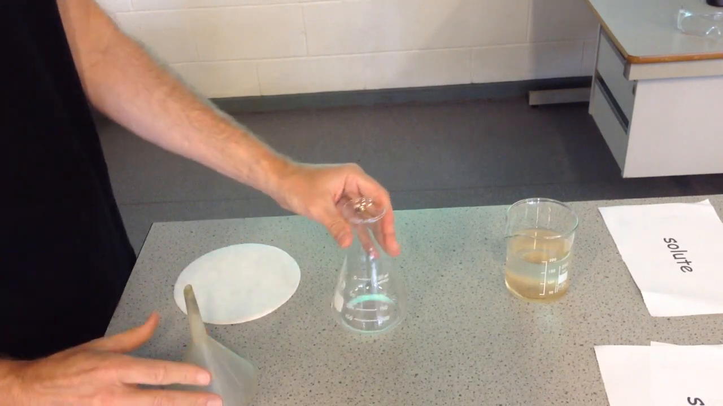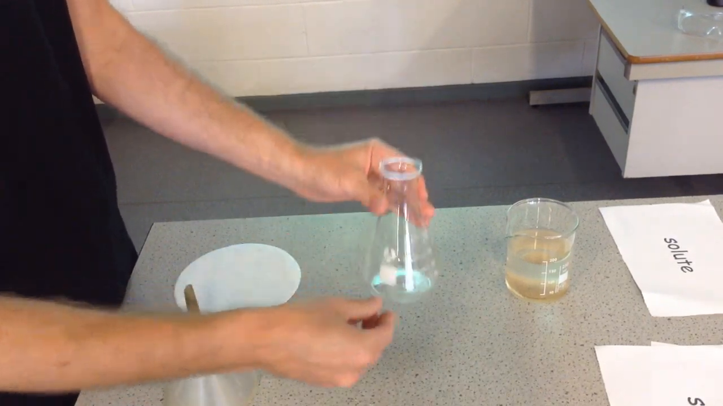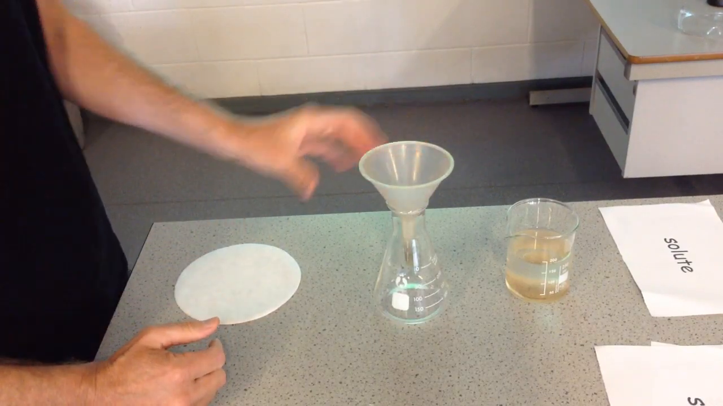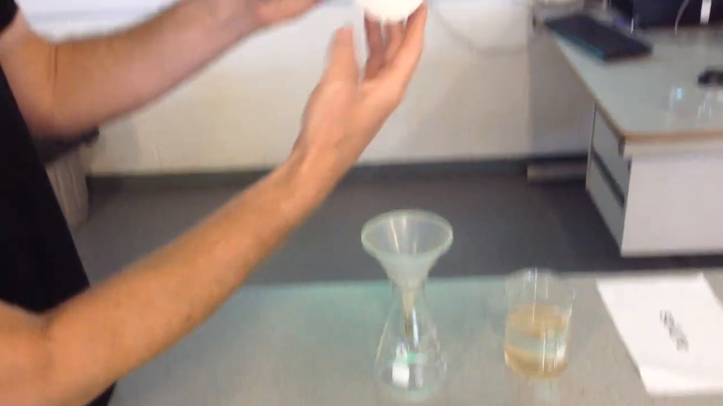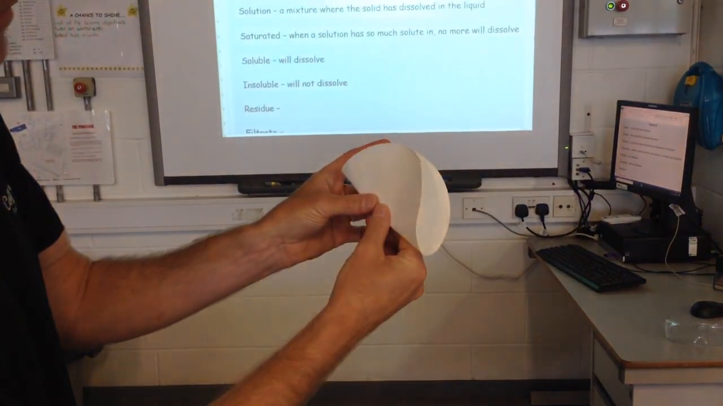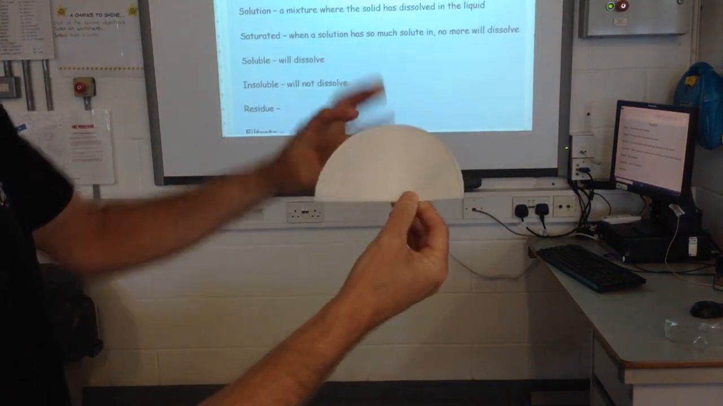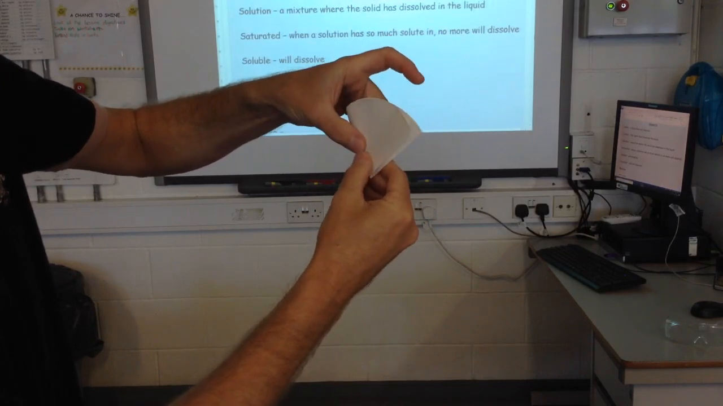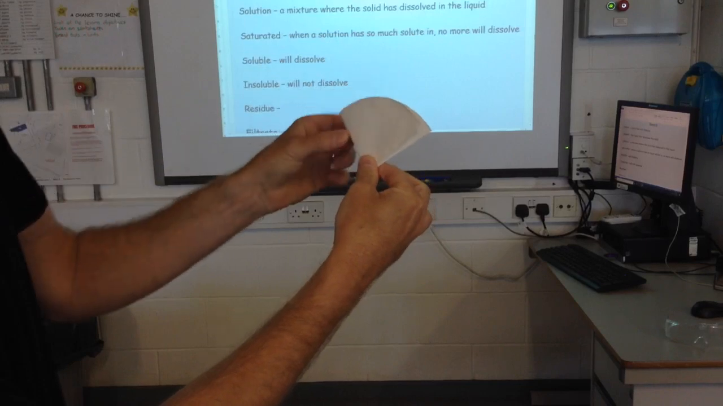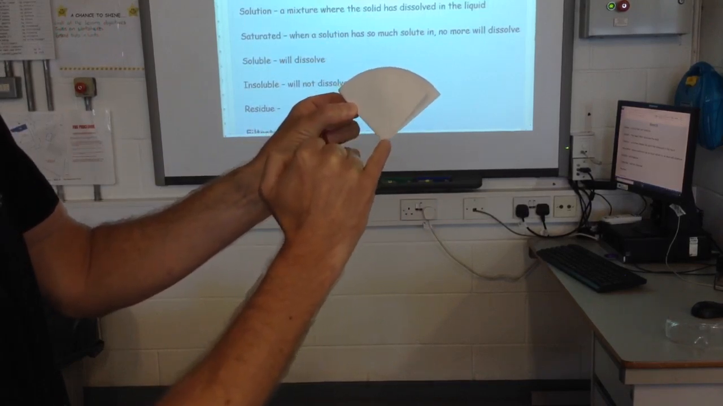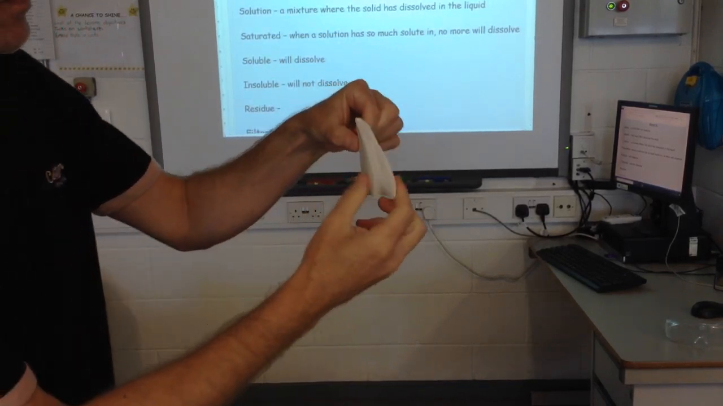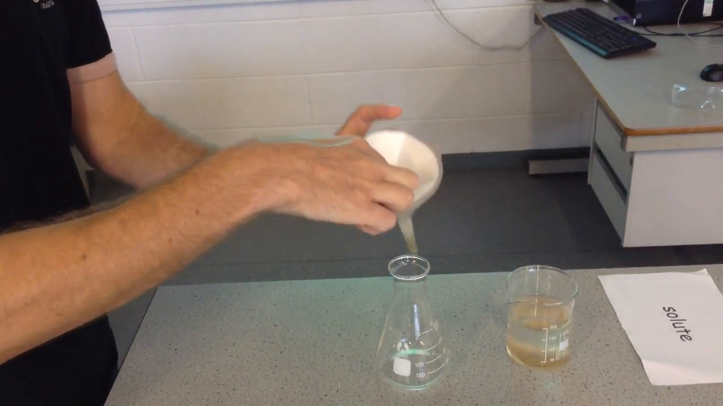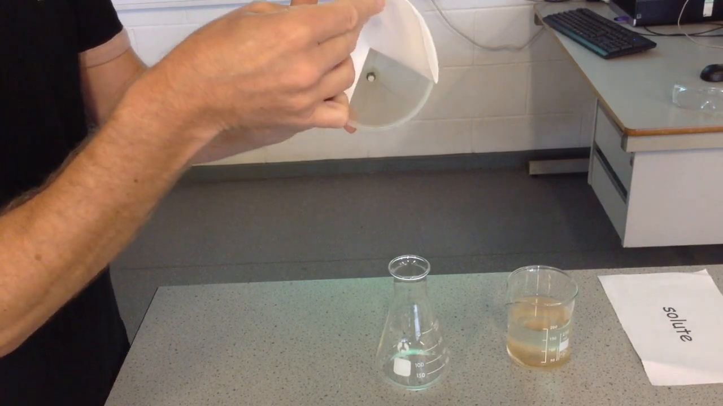And for filtration we need three things. This is a conical flask, this is a filter funnel, and filter paper. Now with filter paper, fold it in half, and you fold it in half again, and you make sure that the sharp pointed bit is at the bottom. And then what a lot of children do is they put it in there and then they do this. And of course that's not going to work.